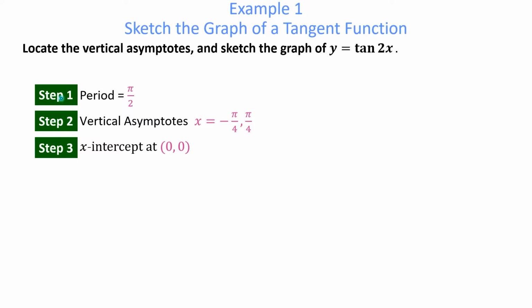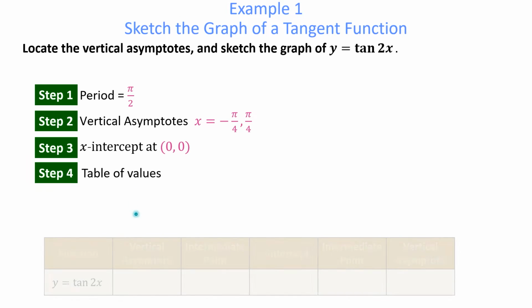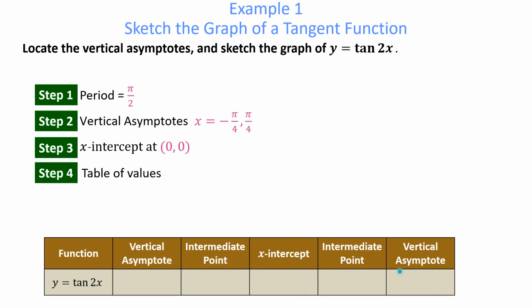Now we have step 1 to step 3 summarized over here. Now step 4 is to produce a table of values. So for this we'll only be using step 2 and step 3 essentially. The period pi over 2 that we found we'll use later on when we have the graph. So we have a table of values like this. We'll input our vertical asymptotes first. So we have x equals minus pi over 4, which will go here, and x equals pi over 4, which will go over here. Then in the middle we have the x-intercept, which we know is (0, 0).